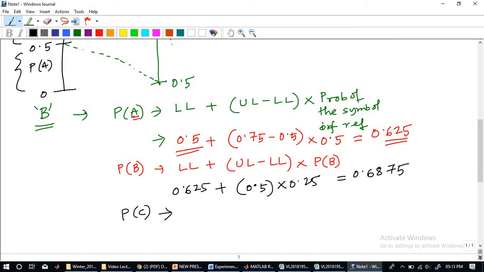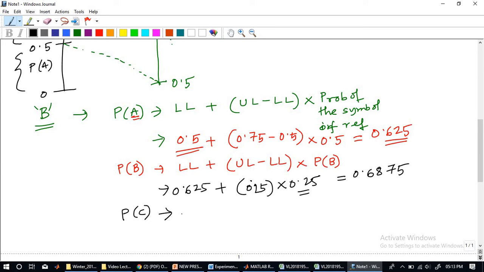Sorry, then it's 0.25. Oh, it might be a calculation, I just typed it wrong. It should be 0.25 because 0.25 is the difference between 0.5 and 0.75. So that's 0.25 and that will be constant for the overall calculation. Only this lower limit needs to be updated each and every time, and this probability of the symbol. So this is coming as 0.6875.